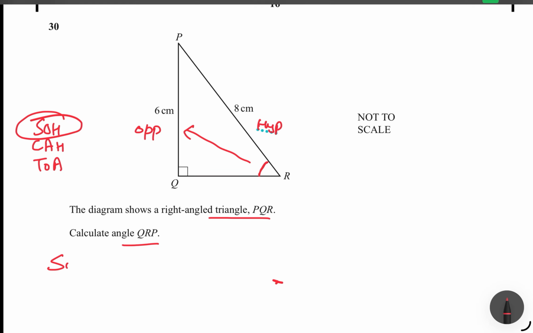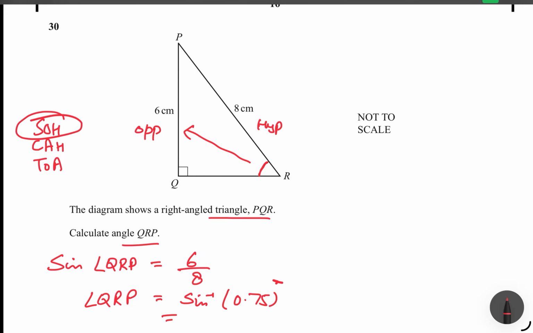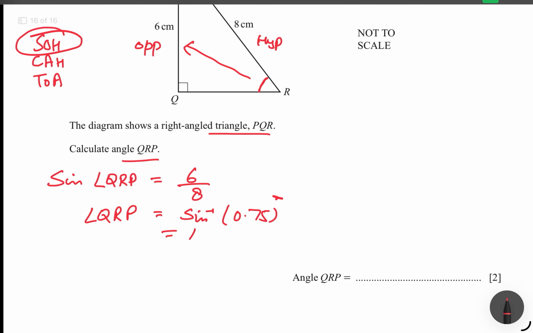So sine of angle QRP equals 6 over 8, opposite over hypotenuse. So angle QRP is sine inverse of 0.75. This is equal to 48.59. You can write it to three significant figures, 48.6 degrees.